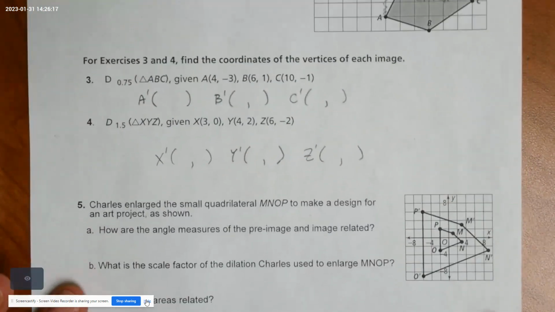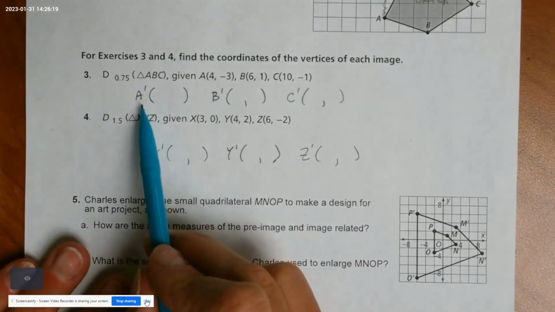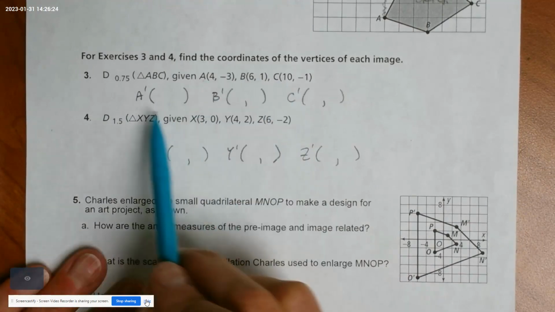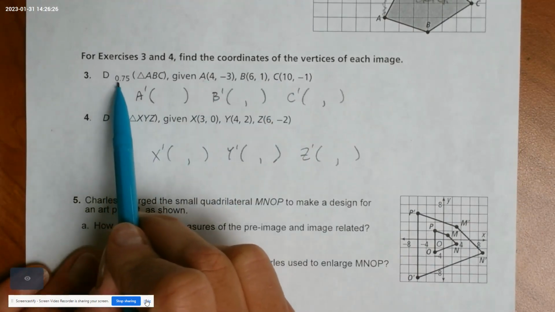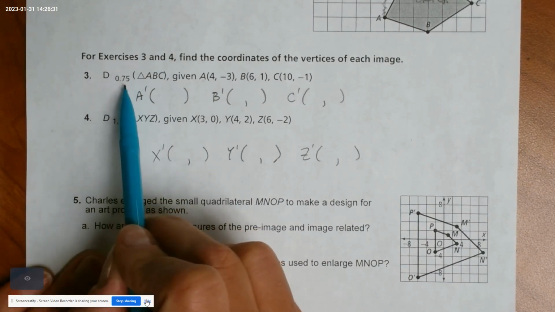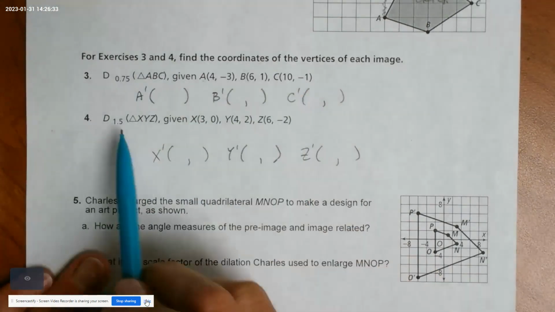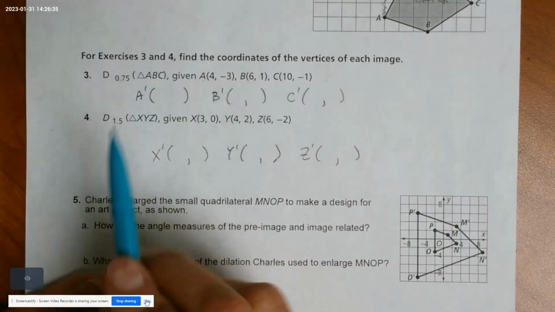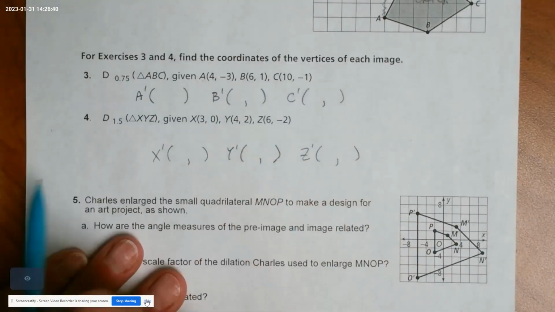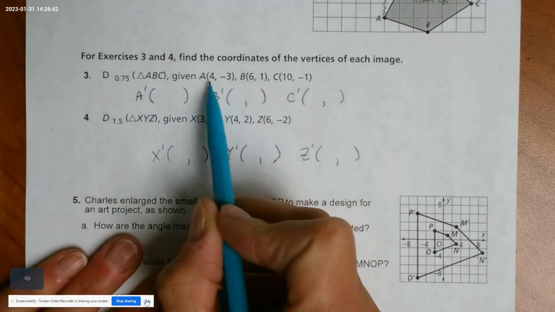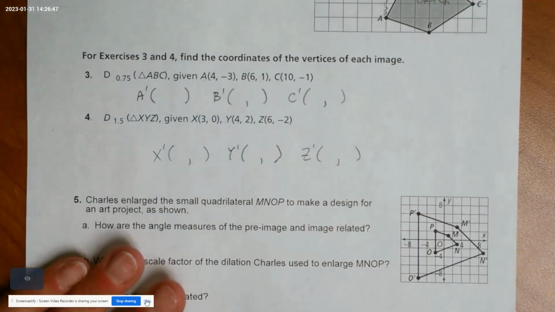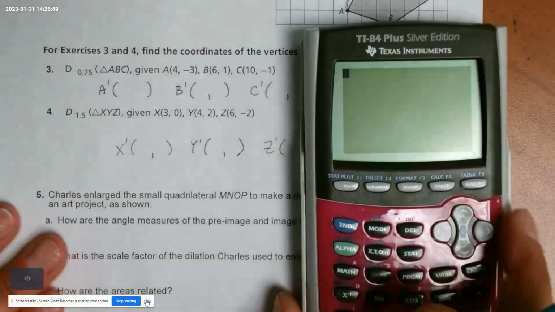All right, moving on to number 3 and 4. You can see I already have set up my A prime, B prime, C prime for A, B, and C. And I have a dilation of the scale factor of 0.75. That tells me right there that number is less than 1, so these numbers are going to get smaller. And what I really need is a calculator because I need to multiply all of these numbers times 0.75. If it was 0.5, I could easily find half of these, but multiplying these by 0.75, we want to go ahead and use a calculator for that.